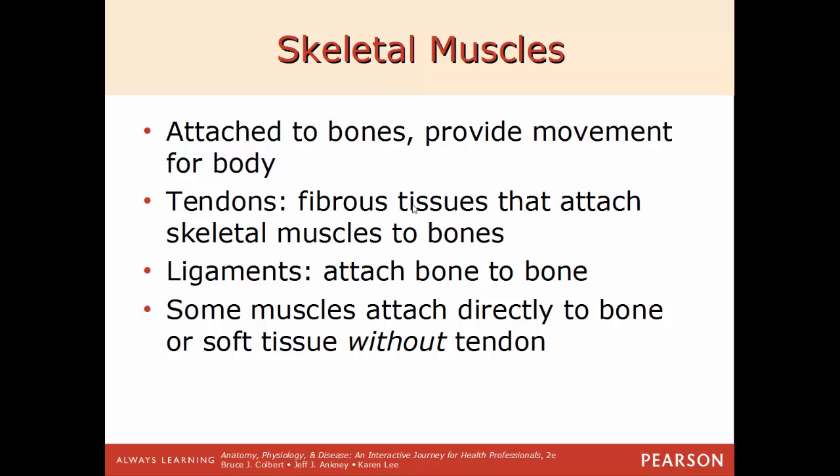See, tendons are the fibrous tissues that connect skeletal muscles to bones. A good example of that would be the Achilles tendon. The Achilles tendon will attach the distal end of the calf muscle, the gastrocnemius, to the heel bone, the calcaneus. That's why it's called the Achilles tendon. And to contrast that with ligaments, ligaments attach bone to bone. So tendons go muscle to bone, ligaments go bone to bone. And some muscles attach directly to bone or soft tissue without involving any kind of tendon at all.